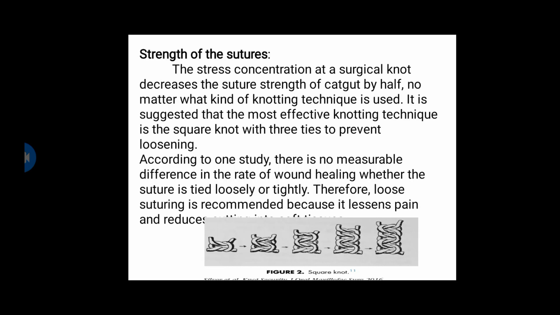Then, strength of the sutures. The stress concentration at a surgical knot decreases the suture strength of a catgut by half, no matter what kind of knotting technique is used. It is suggested that the most effective knotting is the square knot with 3 ties to prevent loosening. In the figure we can see the square knot having 3 ties, which prevents the loosening.